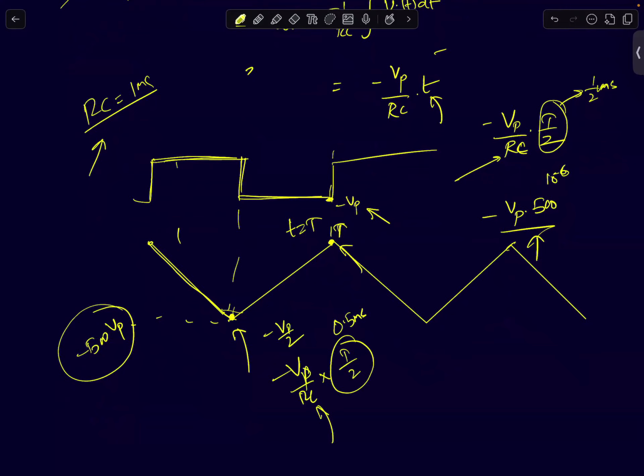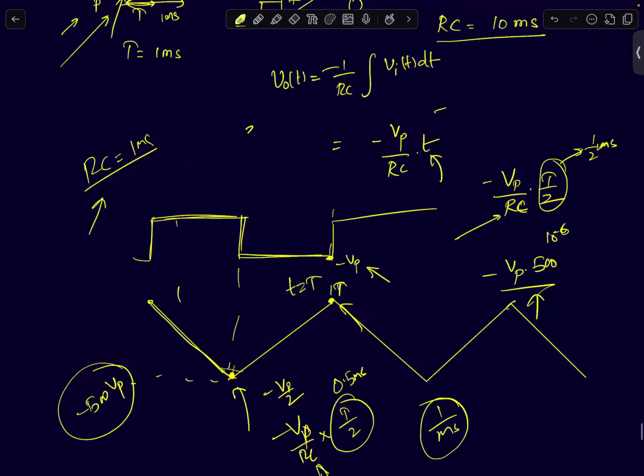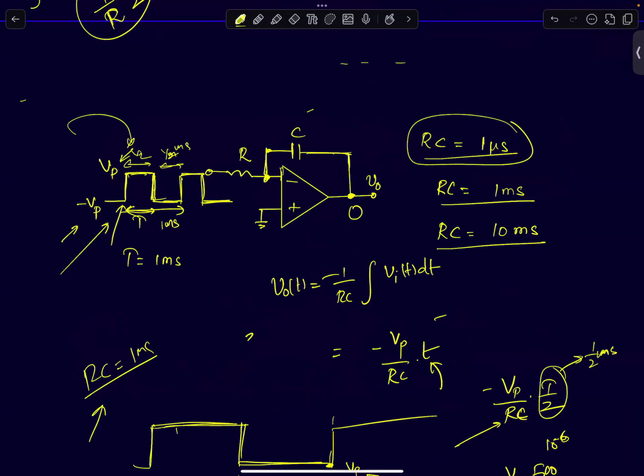So if I have an integrator with a slow time constant, where the time constant of the integrator is the same as the period of the signal, which is 1 millisecond, then the peak value it goes to is minus Vp by 2. This is fine, right? So all I'm trying to say is, what is the impact of this time constant? If you're feeding a pulse signal, it tells you what is the peak voltage it can reach.